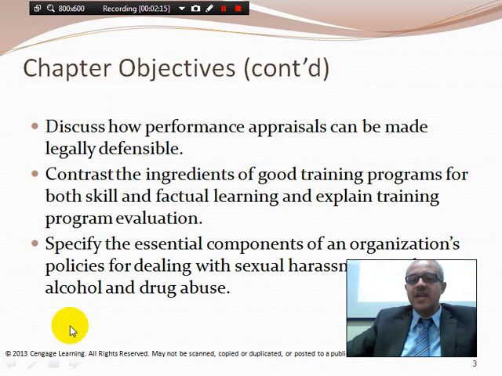We'll talk about how to design good training programs for both skill and factual learning, and explain training program evaluation. Is training important? That's how you proceed. That's how you develop. That's how you keep your people.